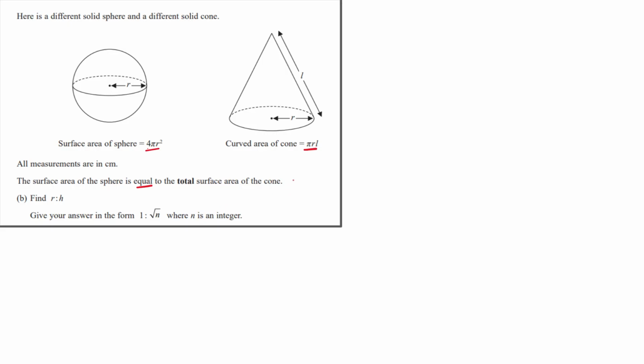I'll first start off this question by looking at this sentence here and try to form an equation. The sentence tells us that the surface area of the sphere, which is 4 pi r squared, is equal to the total surface area of the cone. Now, in this diagram, we are told that the curved area of the cone is pi rl. However, the cone has two surfaces, the curved part, but also the base. The base here is a circle, and the area of a circle is pi r squared. So this is the equation I'm going to form, and I'm going to try to rearrange this equation and simplify.